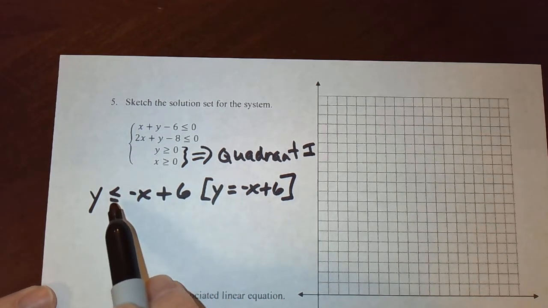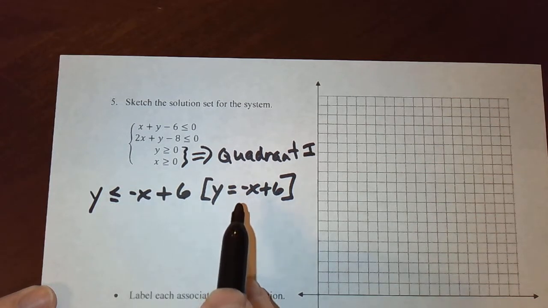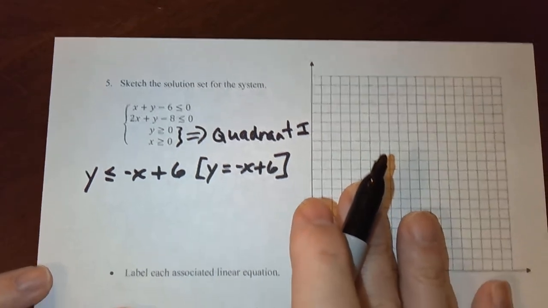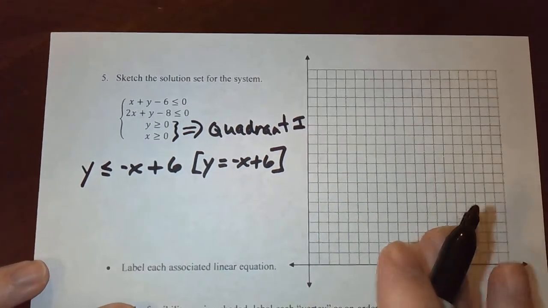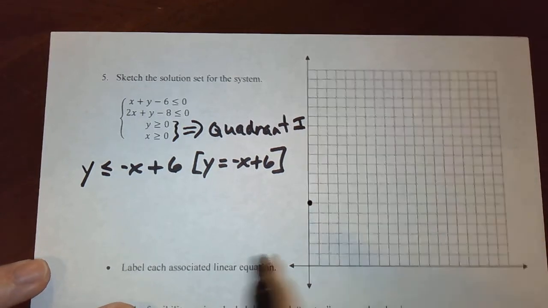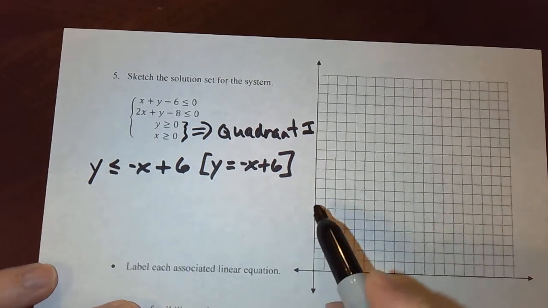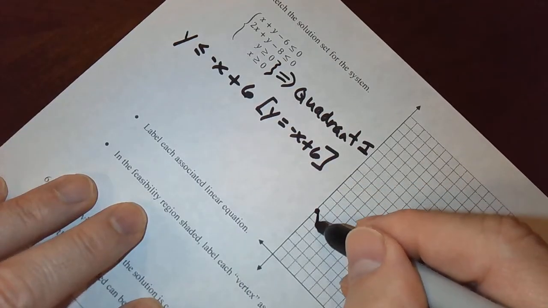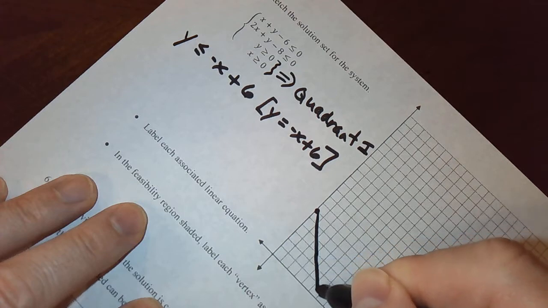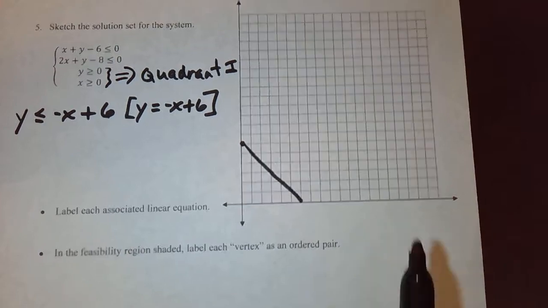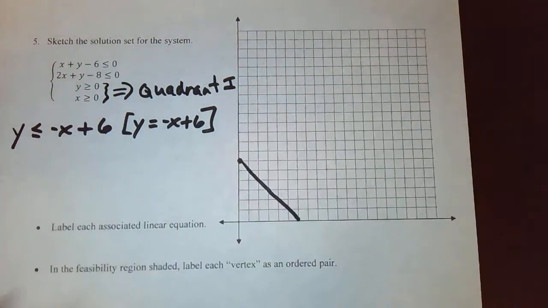And we're going to use a solid line because this is less than or equal. So let's graph this line right here using a solid line. So we've got 6 as the y-intercept. 1, 2, 3, 4, 5, 6. And the slope is a negative 1, which means down 1 over 1, down 1 over 1. So there we go. I don't even need to put the arrows on each end because we're only concerned with quadrant number 1.